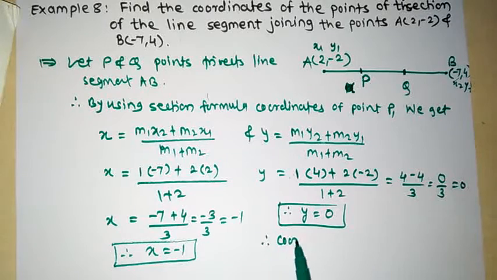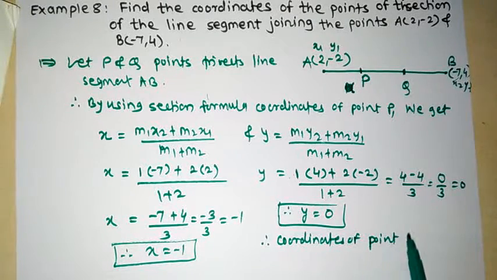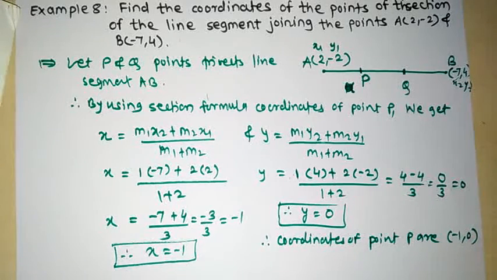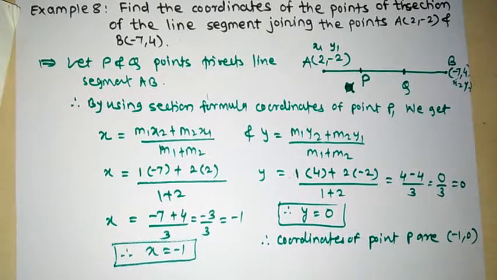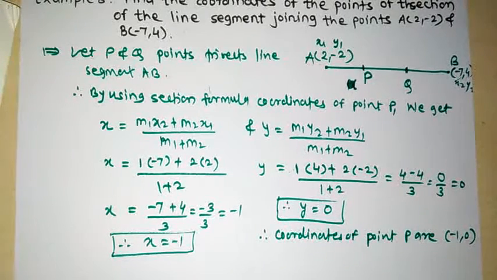Therefore, coordinates of point P are -1, 0. Therefore, coordinates of the point P are -1, 0. And along with this, we have also to find the coordinates of the point Q. Let us see how to find the coordinates of a point Q here.